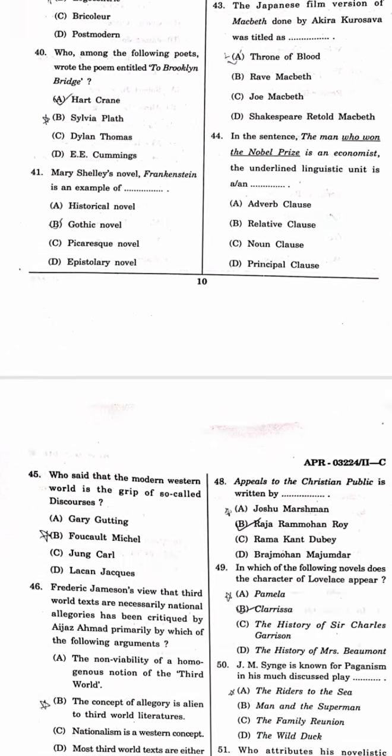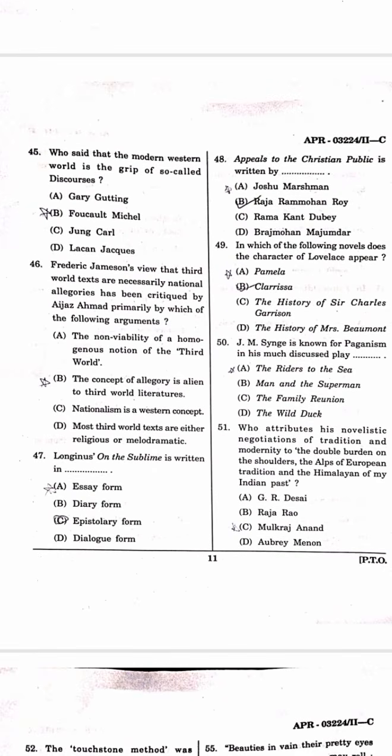Question number 45. Who said that the modern Western world is in the grip of so-called discourses? And the correct option is B, Michel Foucault.